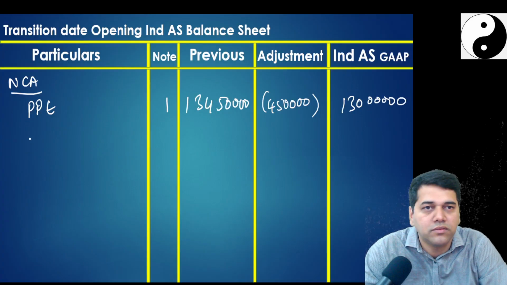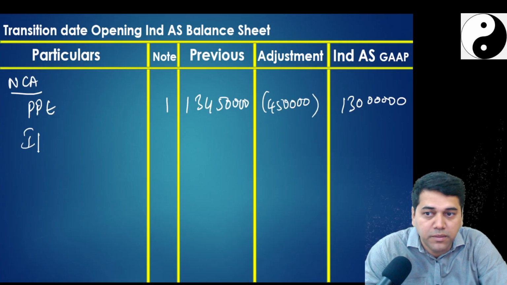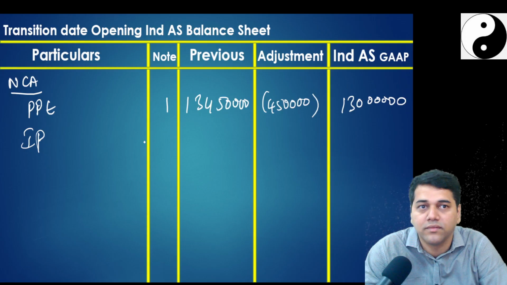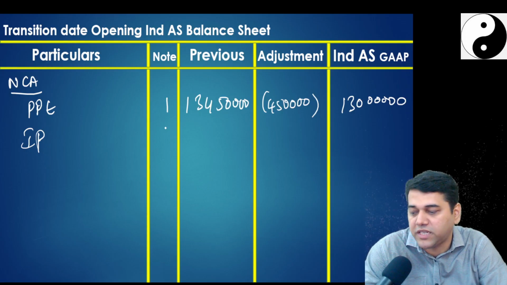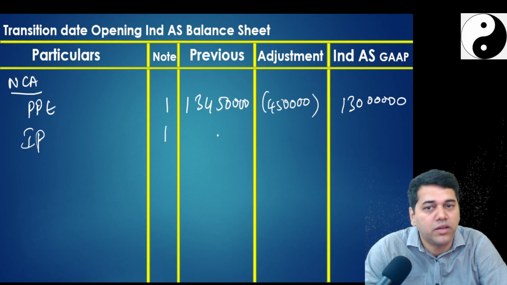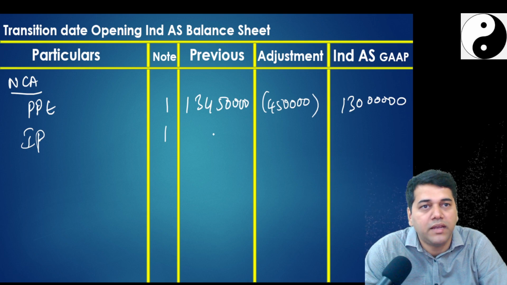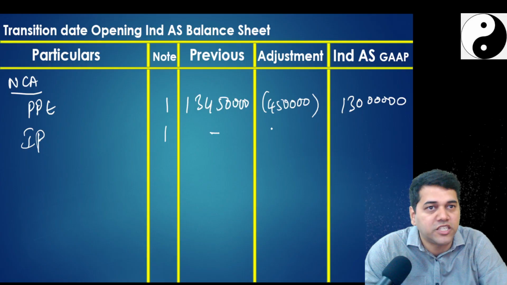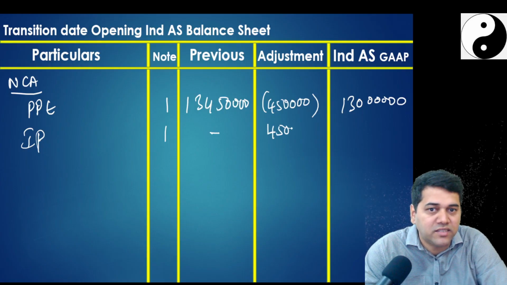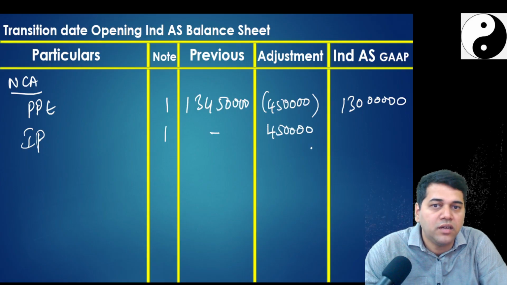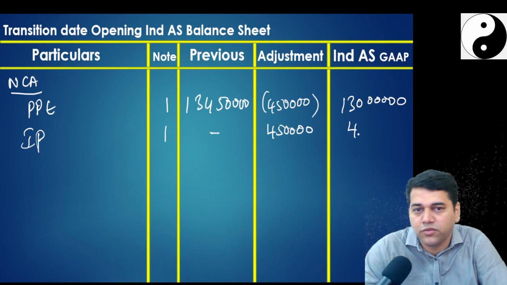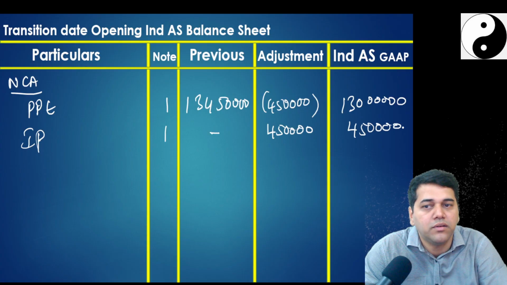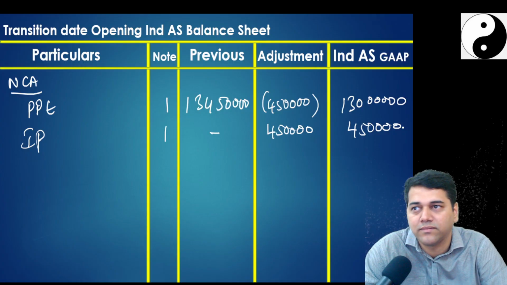Second is investment property. We have to go as per the standard. This is also note number 1. Was there any previous GAAP balance? No. Is there any adjustment? Yes, the land gets translated into investment property. So 4 lakh 50 thousand is your Ind AS balance.